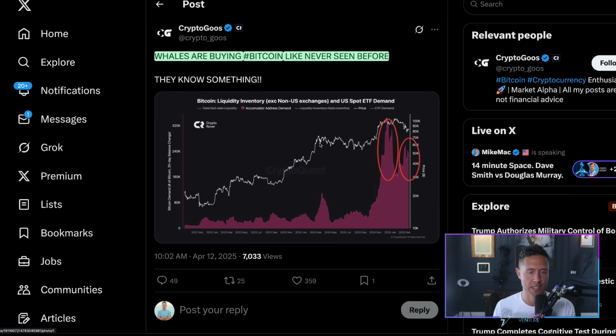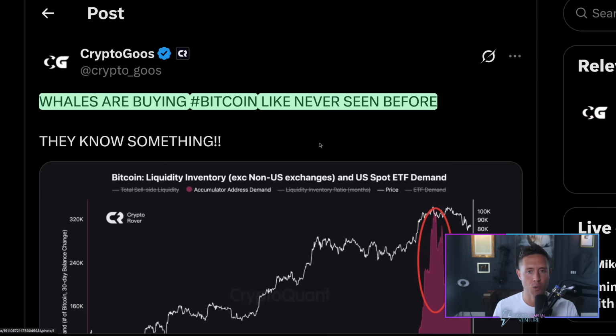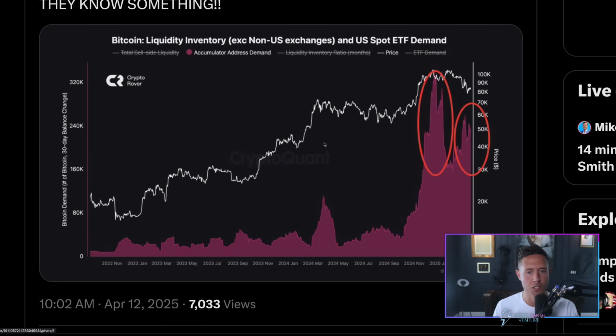And I wanted to mention this. Whales are buying Bitcoin like never seen before. And what I noticed on this chart, what I thought was interesting, you can see this accumulator address demand in red. You see how it kind of has this really swing high going into that, if you look at Bitcoin price, trending hot into that all-time high area. And then right now we have accumulation happening, but it's a lower high.